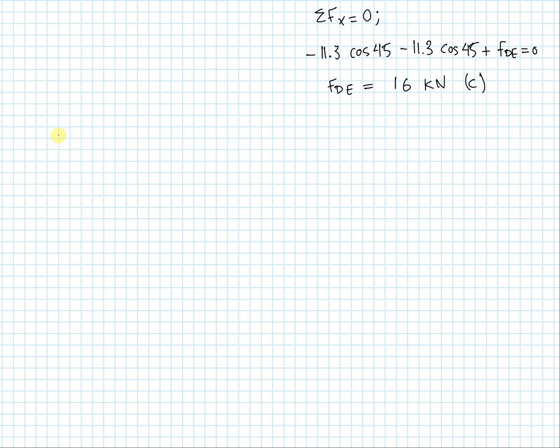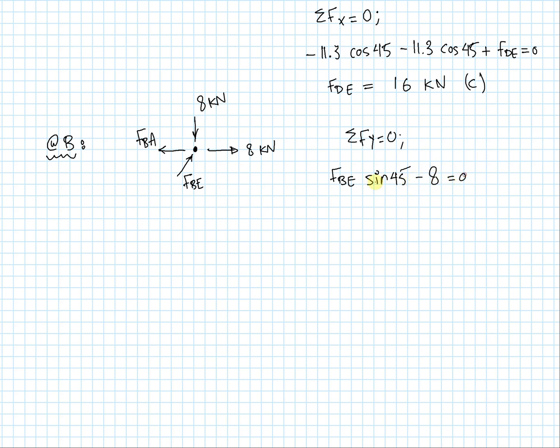Lastly, we're going to look at joint B. And with B, we have a couple more forces than we're used to. We have this 8 kilonewton, which was solved earlier. We have the externally applied load of 8 kilonewtons. This FBE here, and this last unknown, which is FBA. And so if we do sigma Fy around joint B, we're going to get FBE sine 45 minus 8 is equal to 0. FBE is going to have a value of 11.3 kilonewtons. That's the magnitude, and it's in compression.